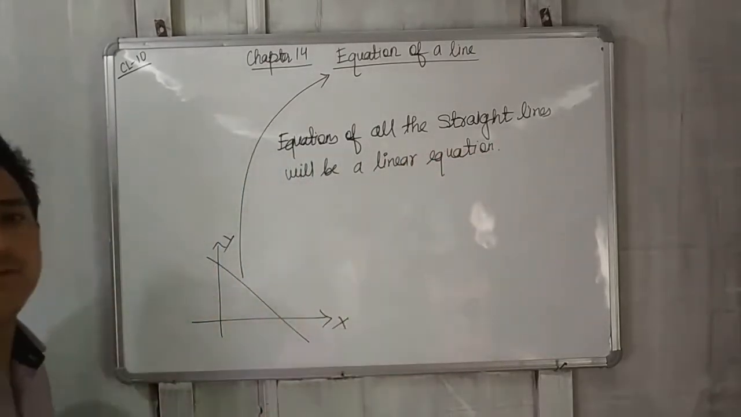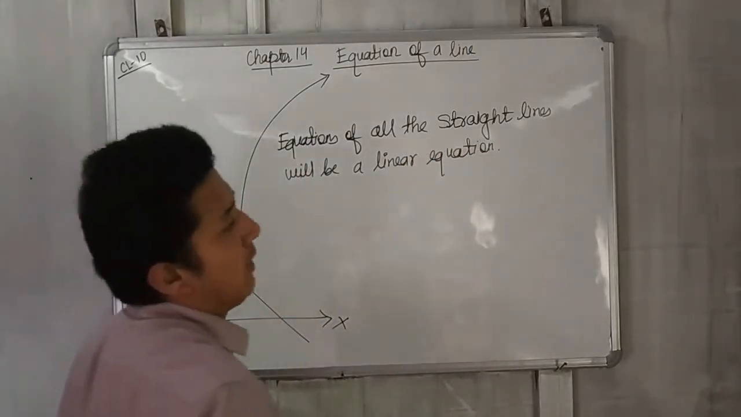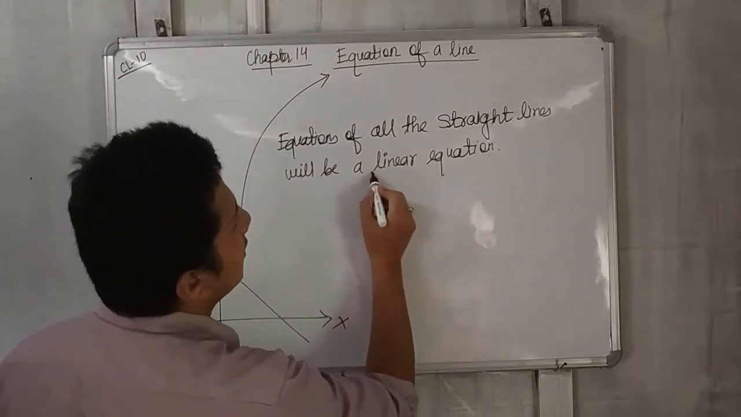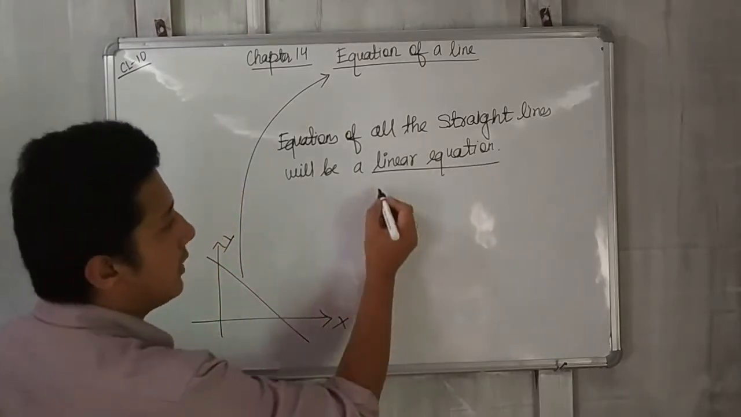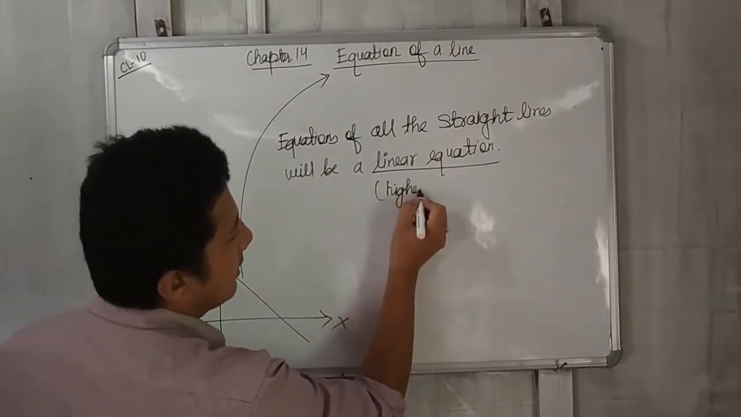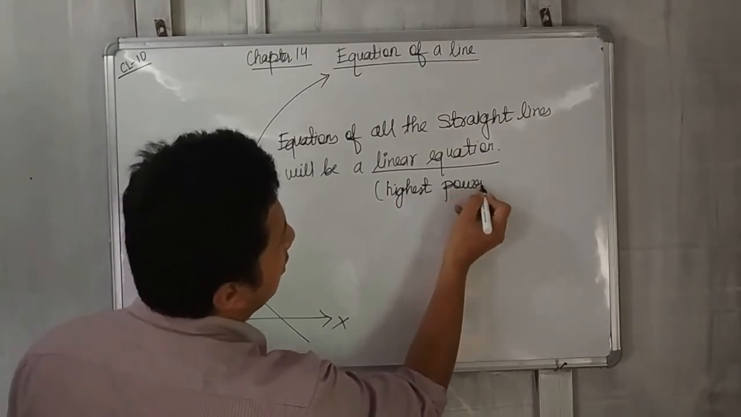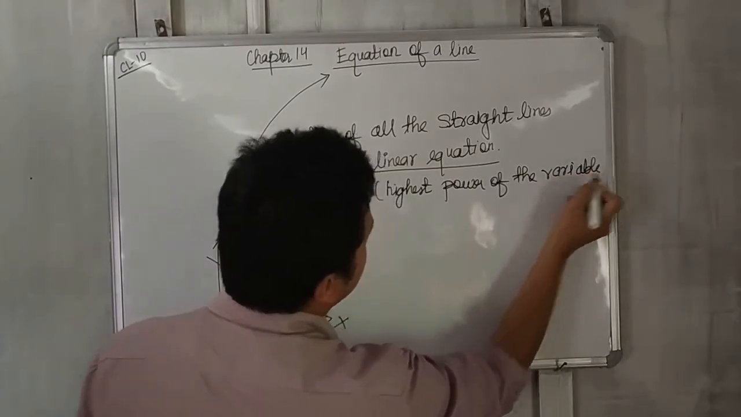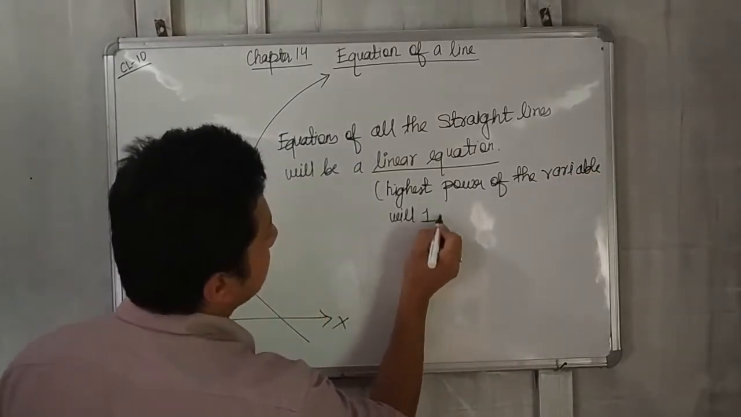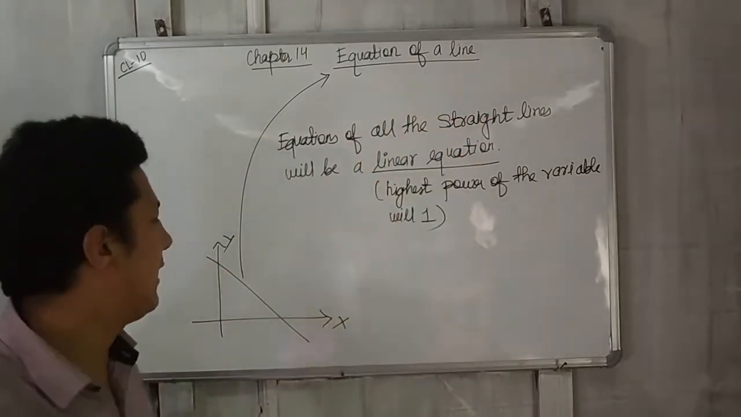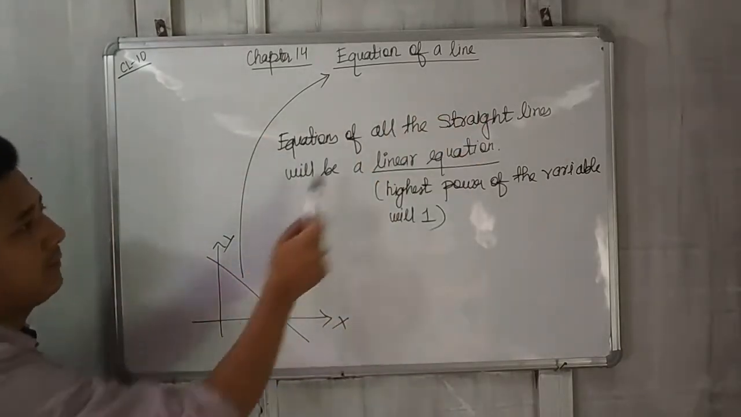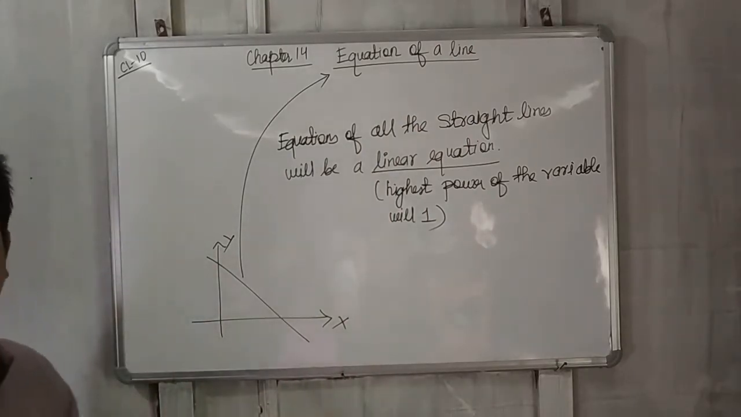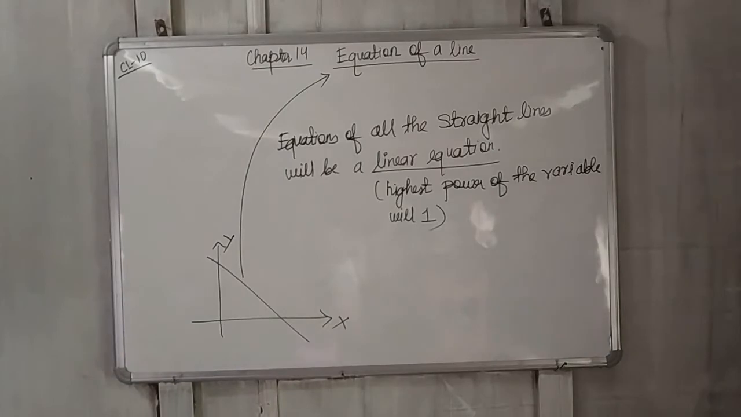Equation of all the straight lines will be a linear equation in one variable. It can be two variables, but it will be a linear equation. What do we mean by the word linear? The highest power of the variable will be 1. The equation of this straight line will also be a linear equation. It might be in one variable or two variables. We will see that later, but remember that it will be a linear equation.